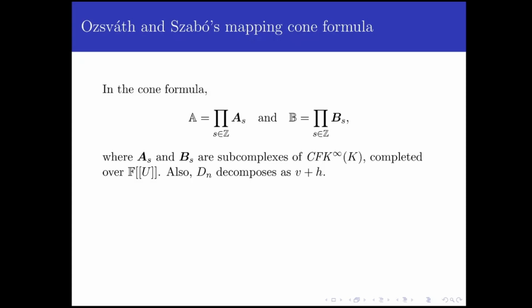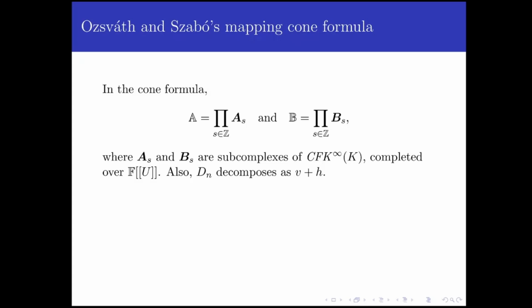Let's say a little bit more about this formula. In the formula, A is a direct product of these A_s complexes, and B is also a direct product of B_s complexes. So they're both infinite direct products. These A_s and B_s are finitely generated complexes over F[U], and actually they're subcomplexes of CFK^∞. The boldface indicates that they have coefficients in the power series ring F[[U]].